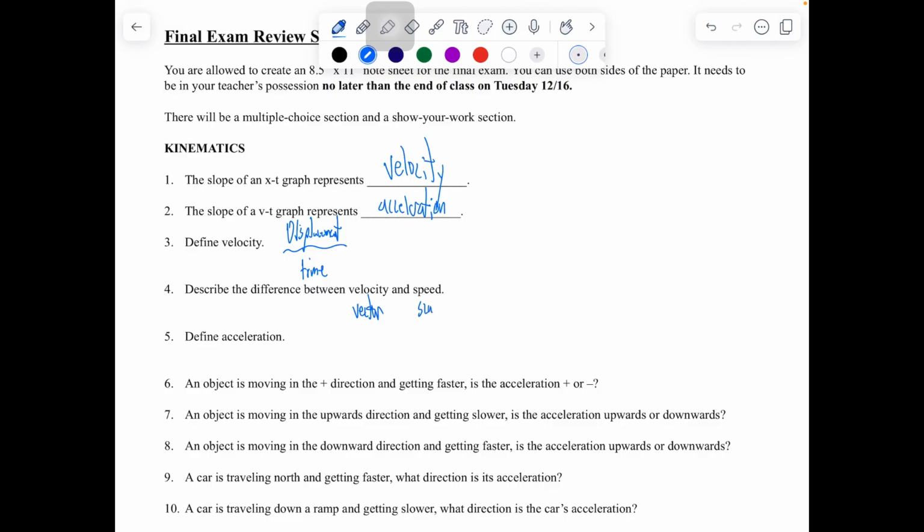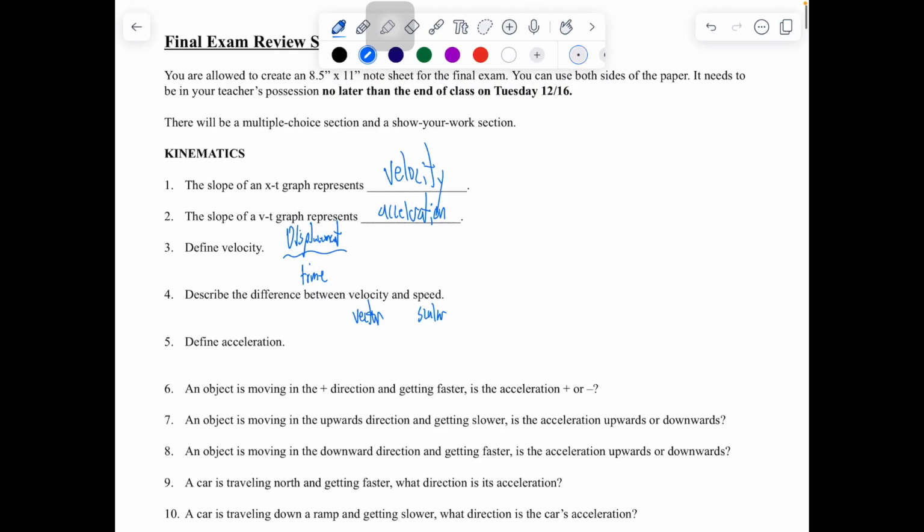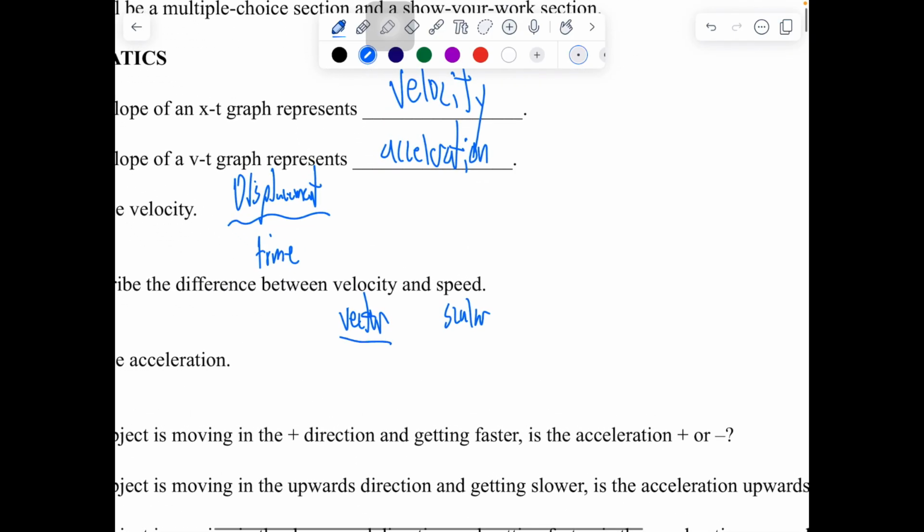Speed is a scalar. This means, well, velocity has magnitude, that is the strength, and it has direction. That is, of course, the way that the velocity is going. What direction are you moving? Whereas a scalar, like speed, only has the magnitude.